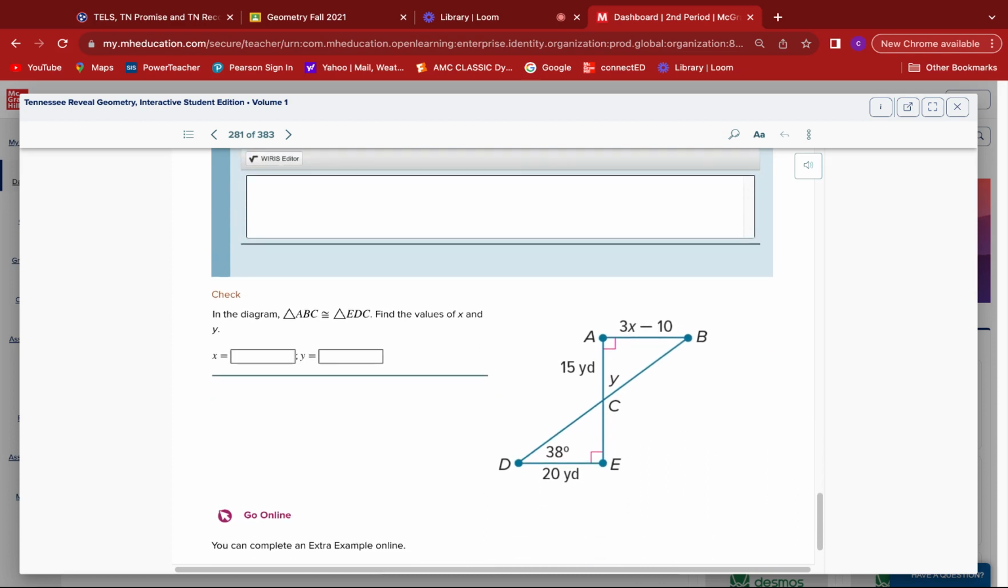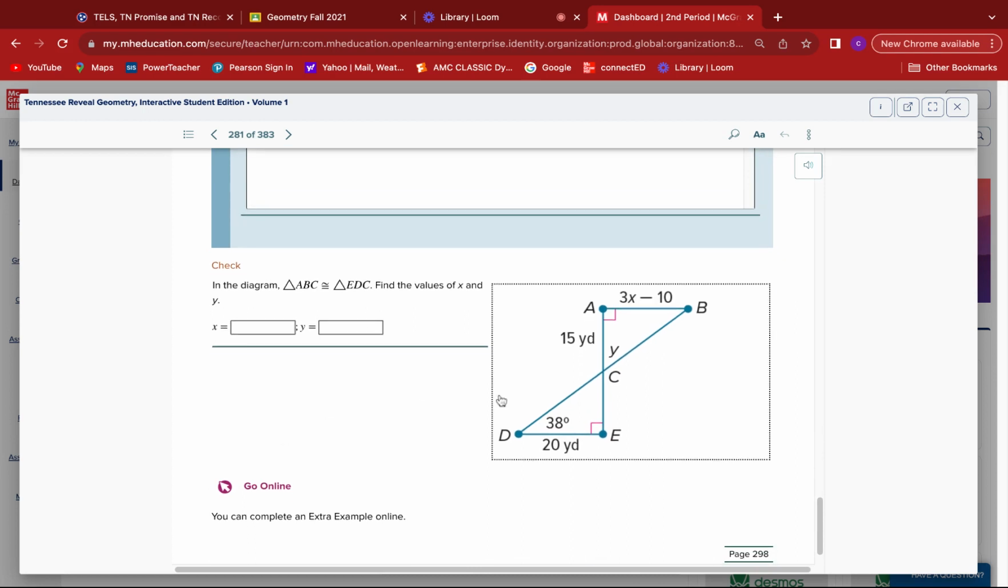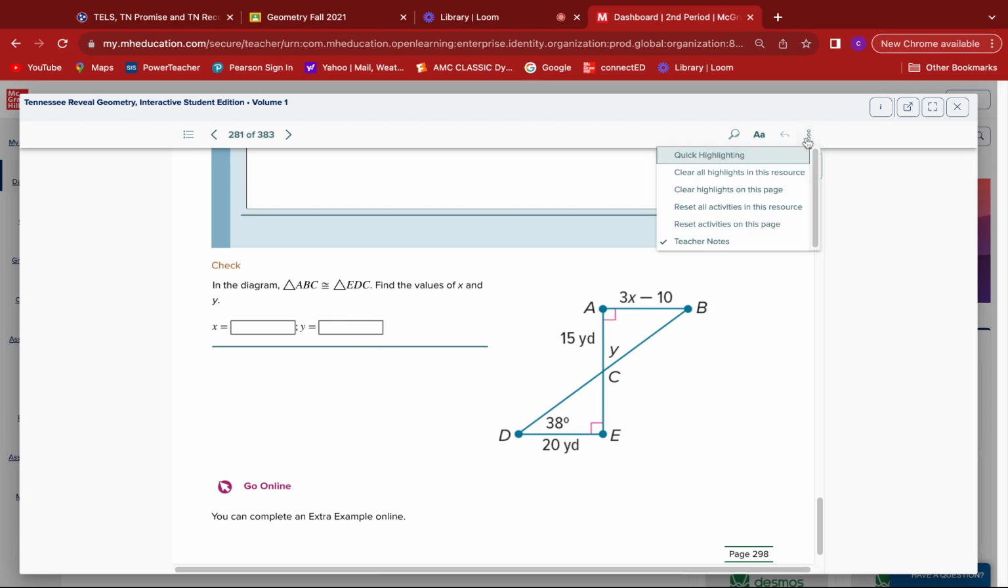So I'm down at the bottom of the page where the check is. Same concept here. I need to find X and find Y. There's your X. It is the side of the triangle that runs from A to B, which are your first 2 letters. It will match up to the first 2 letters in the other triangle, which is ED. It's going to equal 20. So we're going to set 3x minus 10 equal to 20, and that's going to get us solving for X.